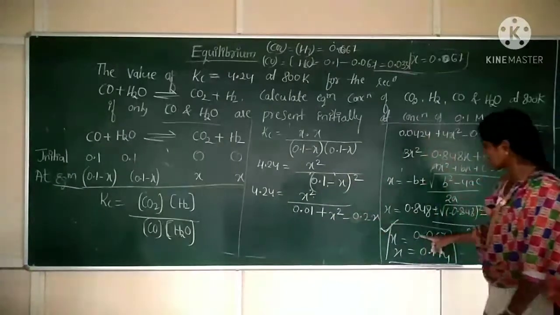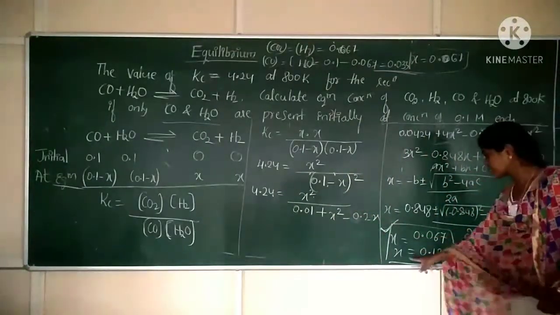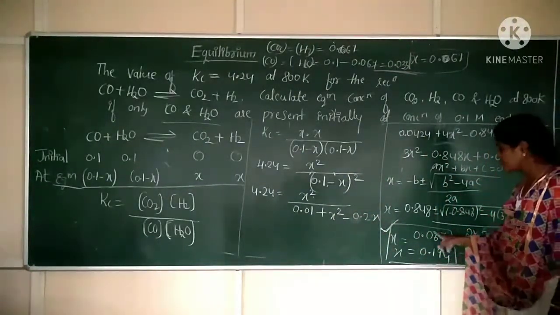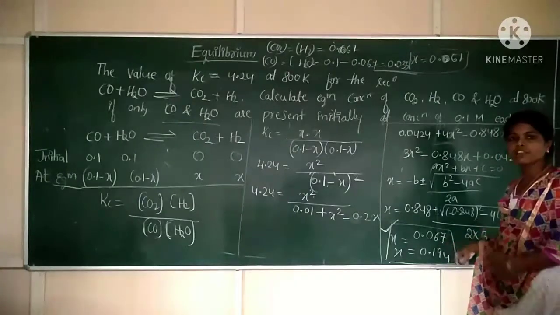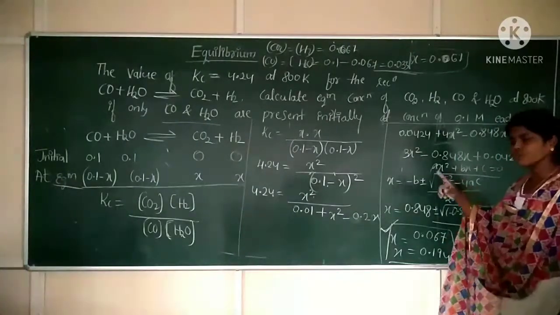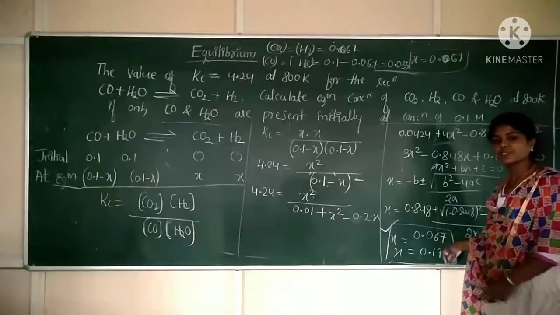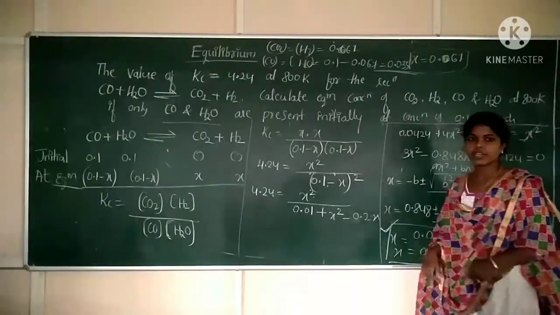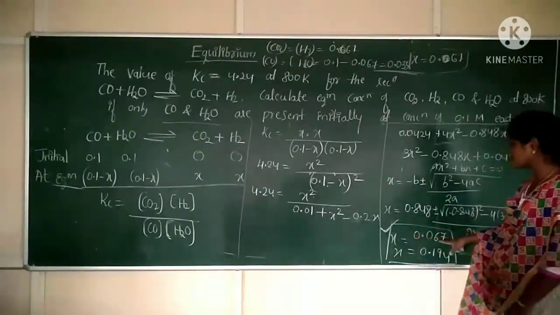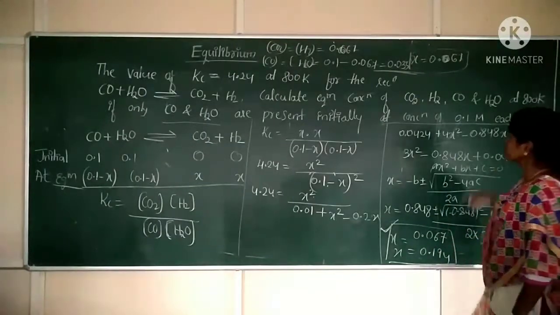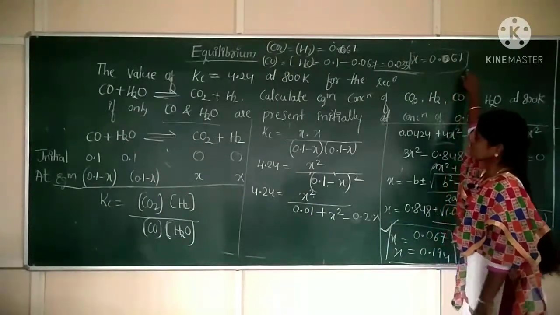On simplifying, we will get x is equal to 0.067 and x is equal to 0.194. Which value should we consider here? The value we are considering should be less than the given value, correct? So I have taken x is equal to 0.067 into consideration.